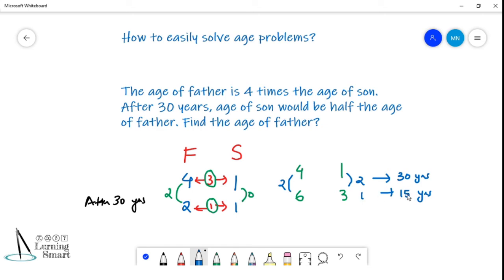If 1 corresponds to 15 years, 4 corresponds to 4 multiplied by 15, 60. 1 is 15. 6 becomes what? 90. 3 becomes what? 3 multiplied by 15, 45. So this is the present age of the father, 60. Okay, let's do the next question.